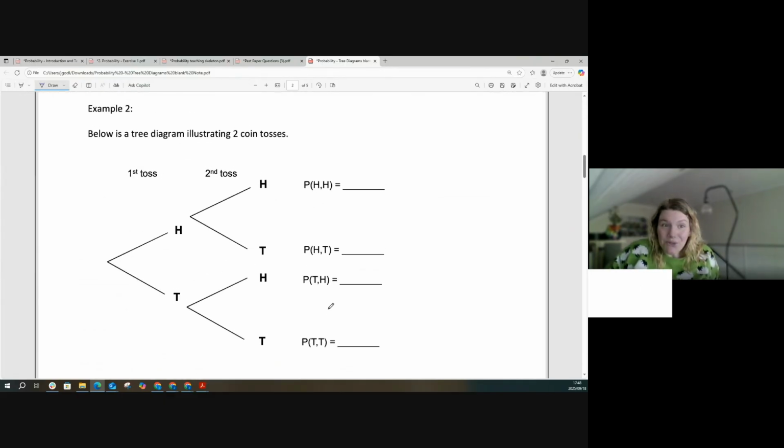So below is a tree diagram illustrating two coin tosses. So what you need to do is you need to fill in your probabilities. So all of these little boxes, there needs to be probabilities. And then you need to do this final probability. So it will be the one probability times the other probability, which will give you your final probability. Be free. Draw out your tree diagrams.